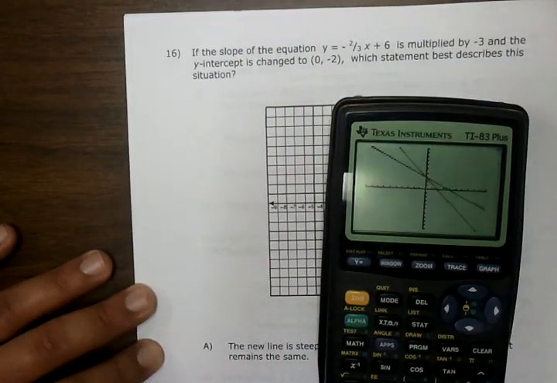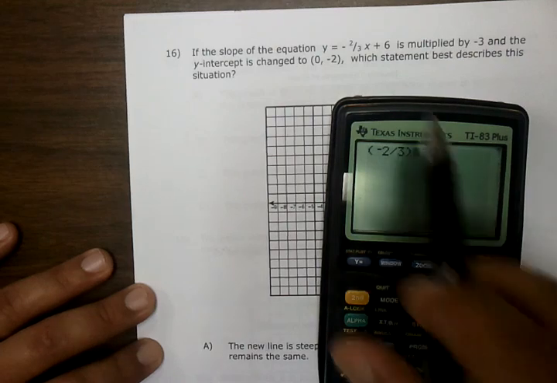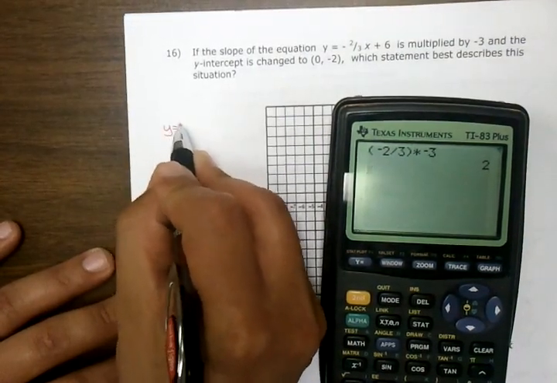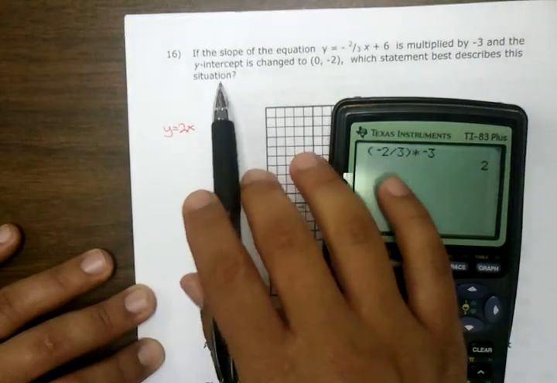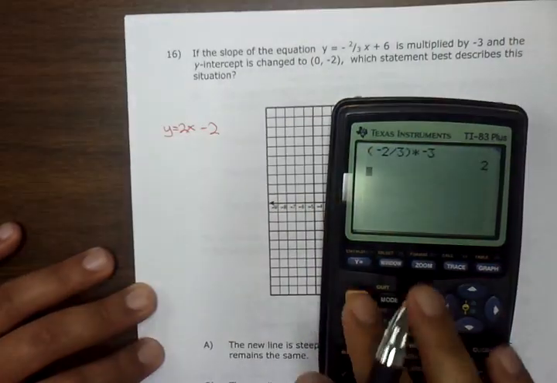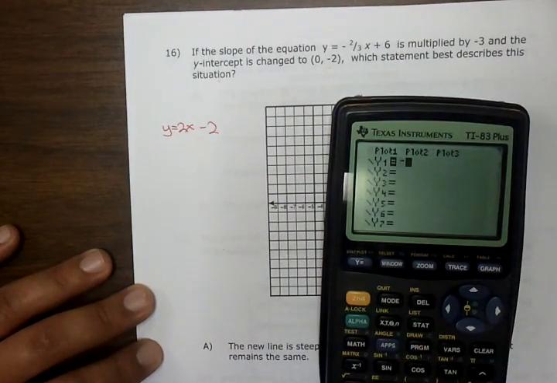This is what you do. You take the old slope and multiply it by what they tell you they want you to multiply by. So in our case, negative 3 divided by 2 was my old slope, because it's the one next to the x. And I'm going to multiply that by negative 3. So my new slope will be 9 halves x. And you see how it says right here the y-intercept's changed to negative 2? Here's my b value. So here's my new equation. So we input both equations back in here. Let's type in negative 3 divided by 2 x plus 6. And now let's go over here and now do 9 halves x minus 2.